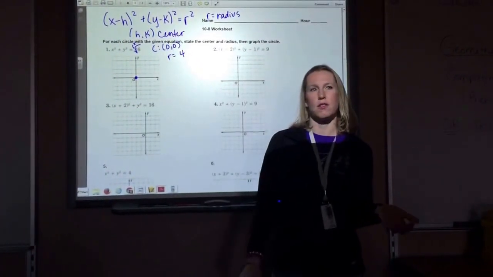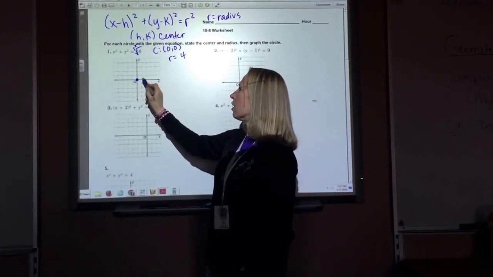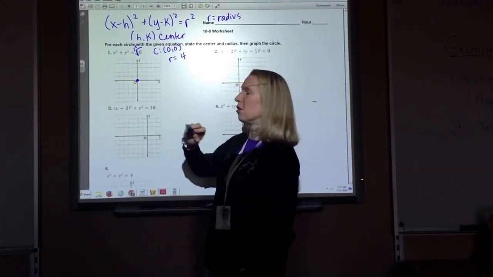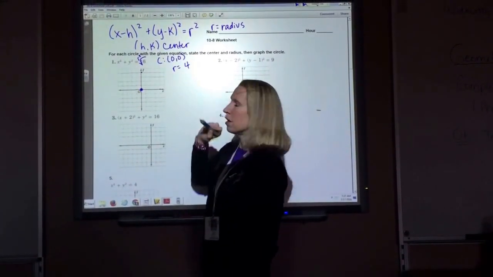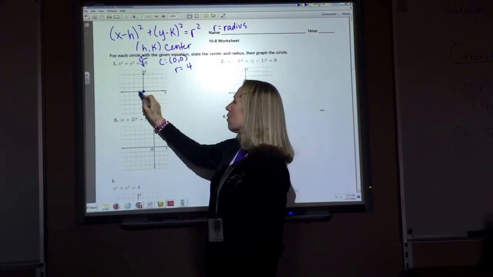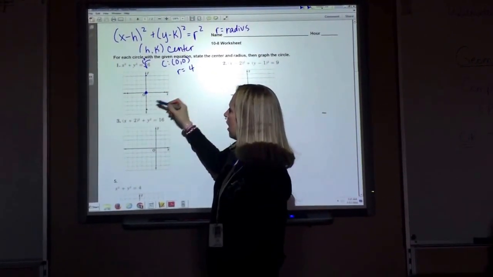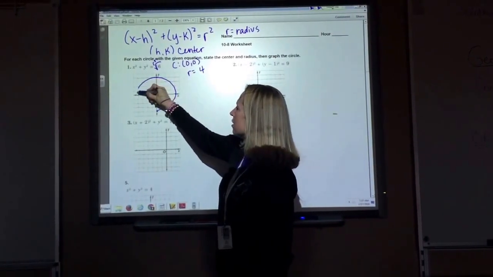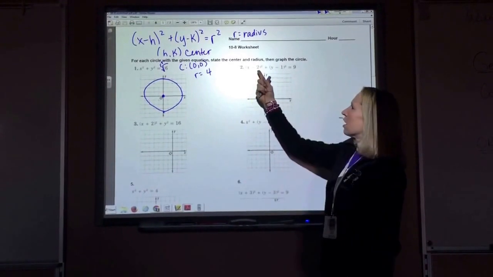If your radius is 4, from that center point, go to the right 4, 1, 2, 3, 4, make a little dot. Go up 4, 1, 2, 3, 4, make a little dot. Left 4, and down 4. And then try to connect your circle the best you can. Okay, let's look at this one.